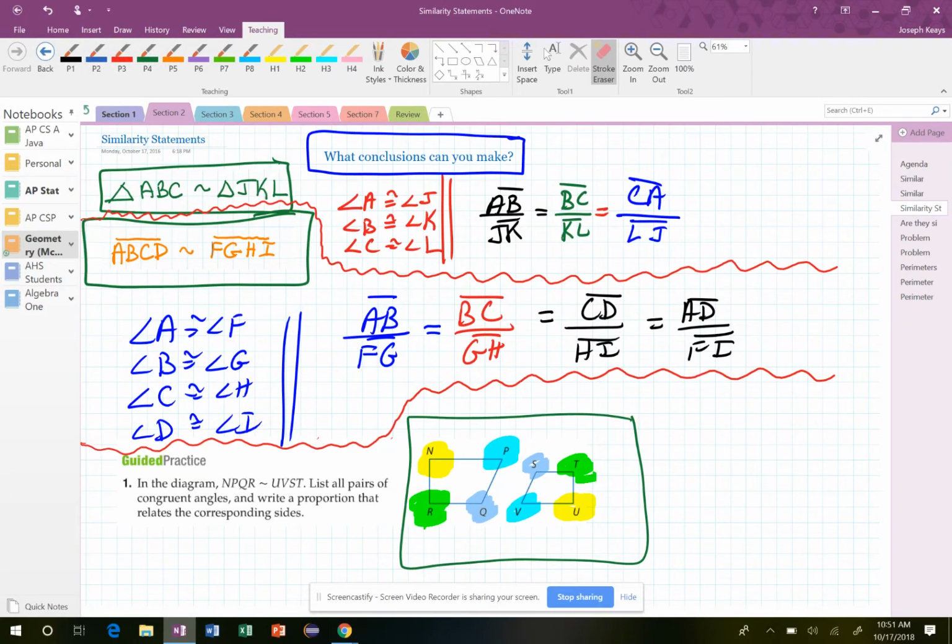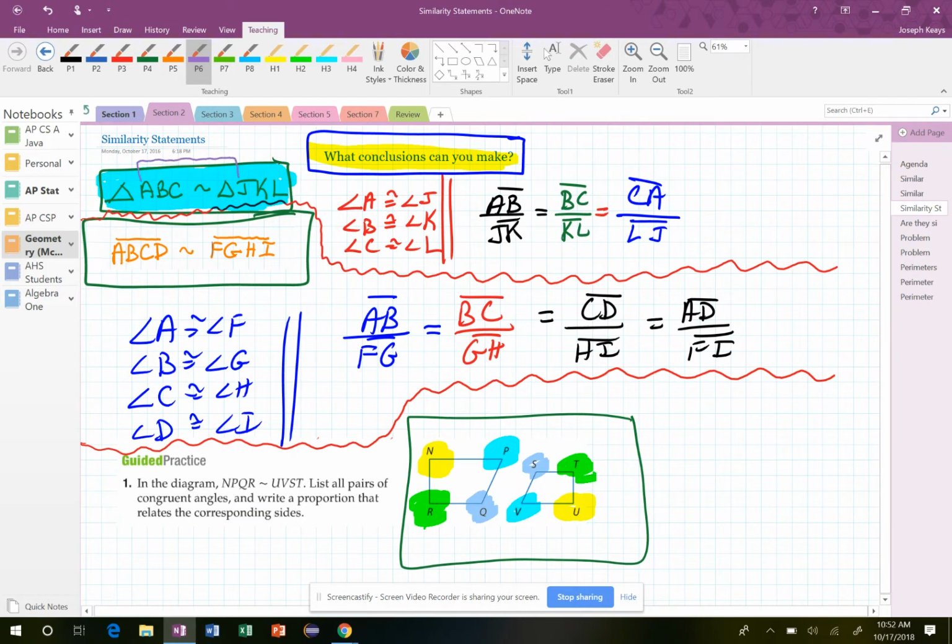Okay, class, let's really emphasize the conclusions we can make when we see a similarity statement. Notice there are no pictures, which is a little intimidating sometimes. We're just going to be given clues like this similarity statement right here, and we have to know what's congruent and what's proportional. It's just like playing the match game.